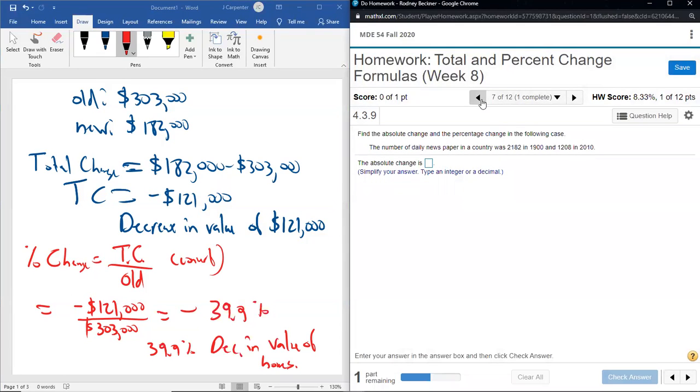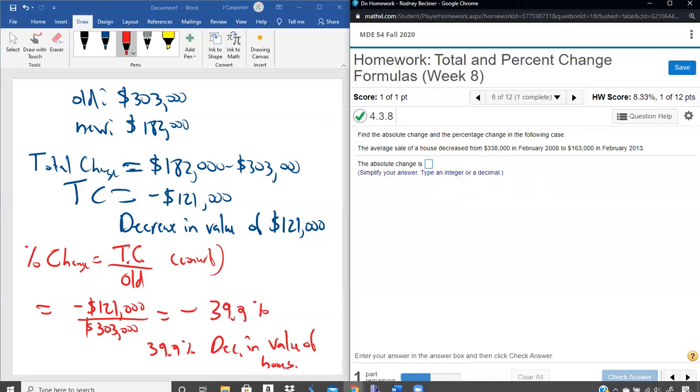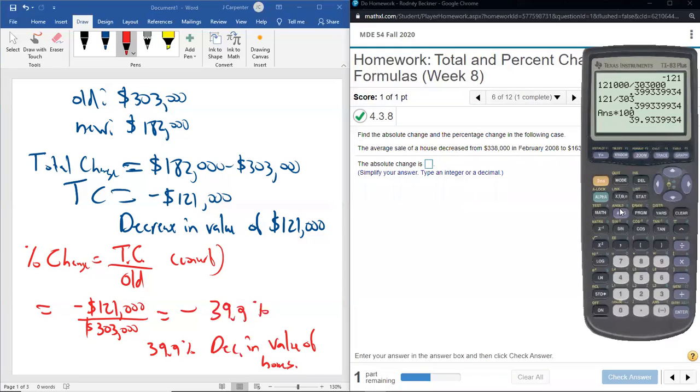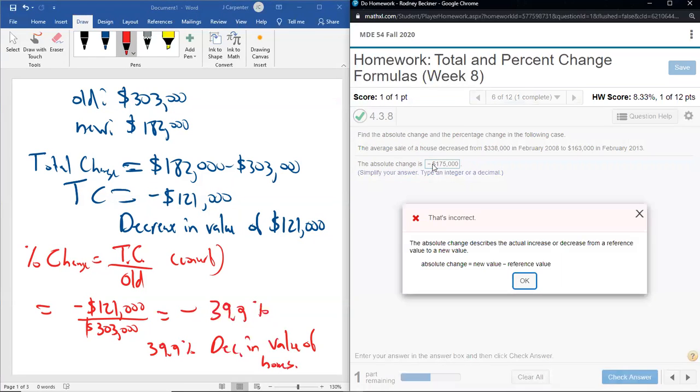I want to go back to this one, and I want to make sure that it would have accepted this answer in dollars. So 338,163. So we're going to do 163 minus 338. So negative $175,000. So that's annoying.